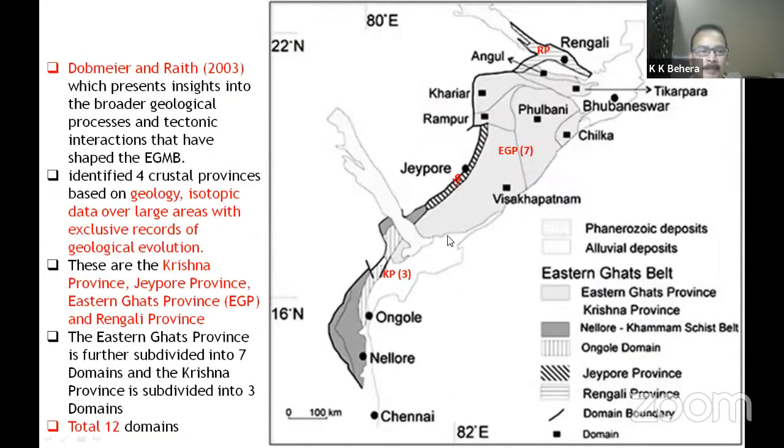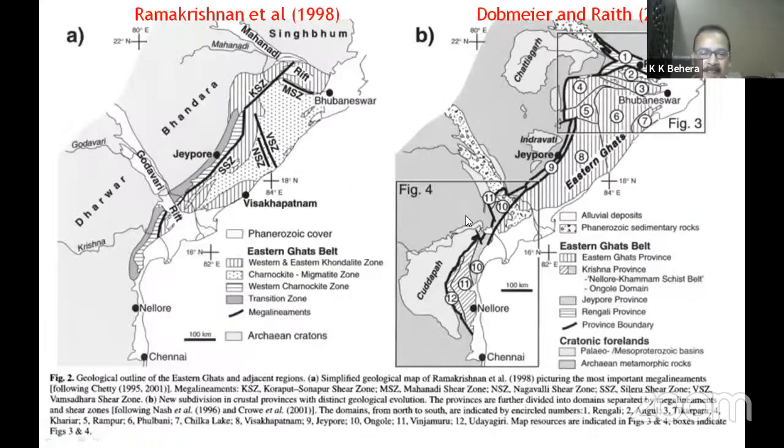Subsequently, Dobmeier and Raith have again classified the Eastern Ghats mobile belt, EGMB, into 12 domains and 4 provinces. These are Krishna province, Eastern Ghats province, where our study area lies, Jeypore province, and Rangali province. These are the two maps for comparison.